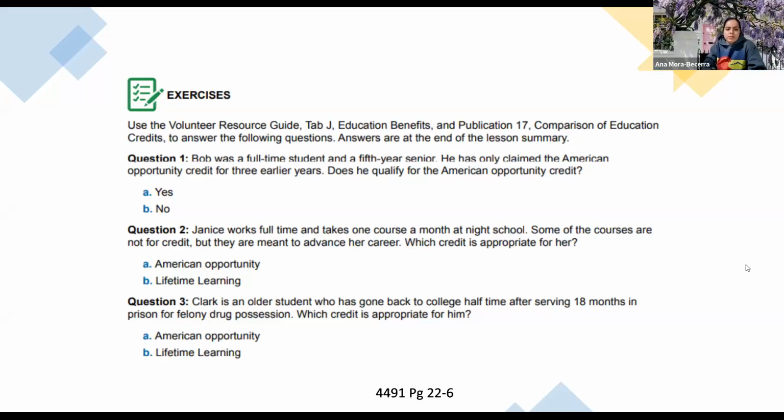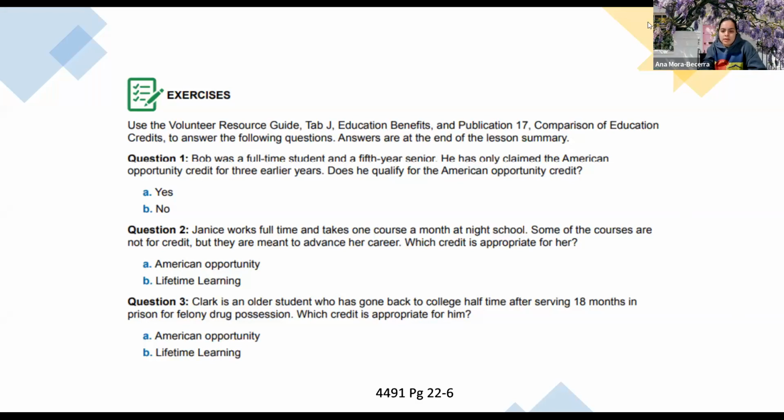For question 1, Bob was a full-time student and a 5th-year senior. He has only claimed the American Opportunity Credit for 3 years earlier. Does he qualify for the American Opportunity Credit? Yes, that is correct, because he has not completed his degree and he's only claimed it for the previous 3 years. So this would be his final year to take the American Opportunity Credit.